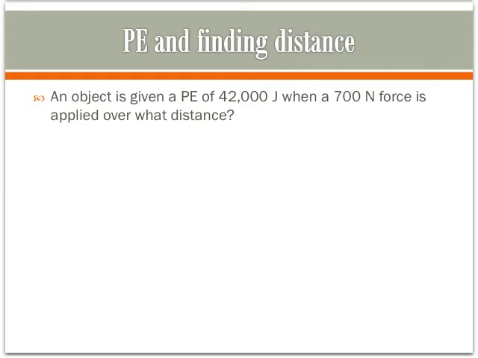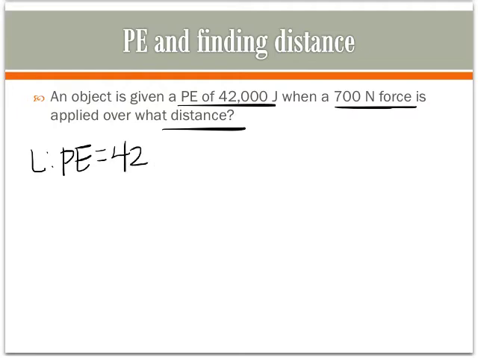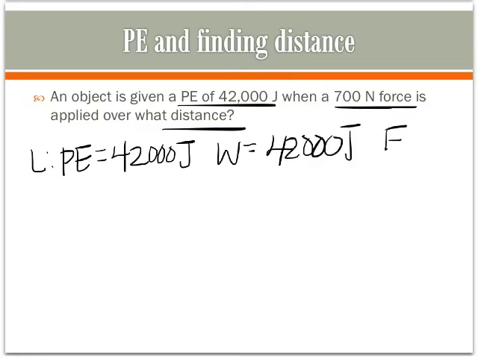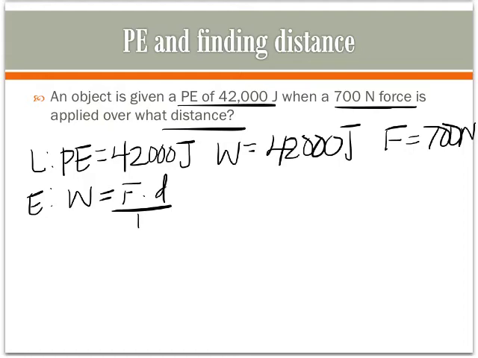So, same thing, you can do that to solve for distance in the work equation instead of force. All right, so we have a potential energy of 42,000 joules, 700 Newton force, and we want to know our distance. So we know PE equals 42,000 joules, which also means work is 42,000 joules. All right, we know force is 700 newtons. Our equation, work equals force times distance. If we want to find distance, we divide by force. So D is equal to work over force.